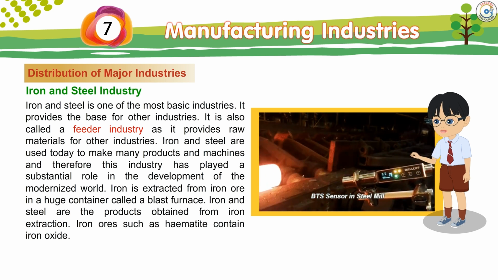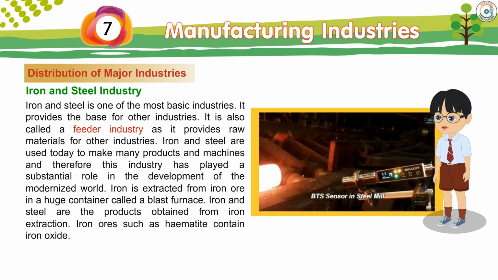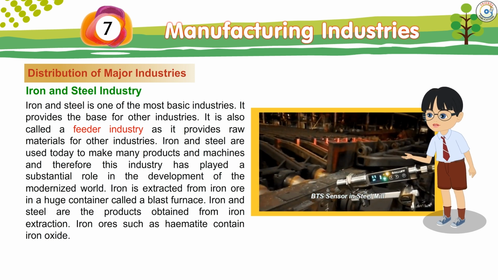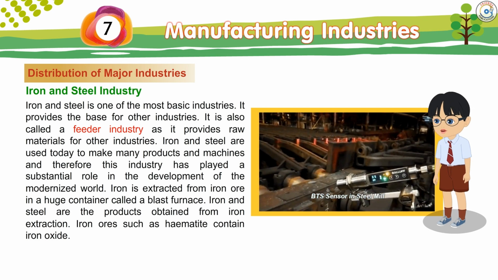Iron is extracted from iron ore in a huge container called a blast furnace. Iron and steel are the products obtained from iron extraction. Iron ores such as hematite contain iron oxide.